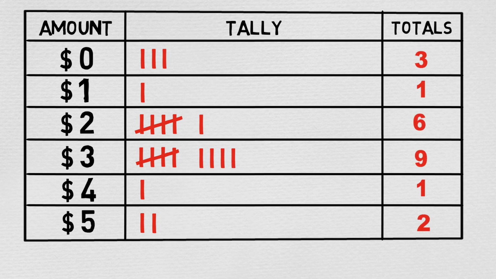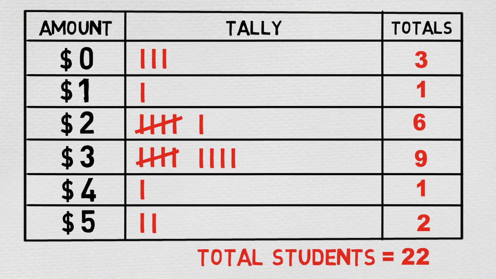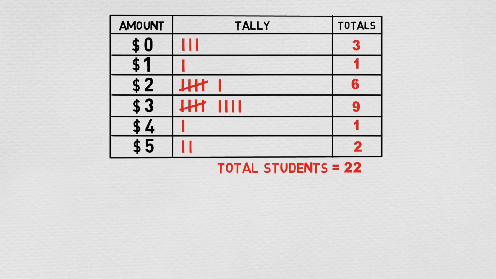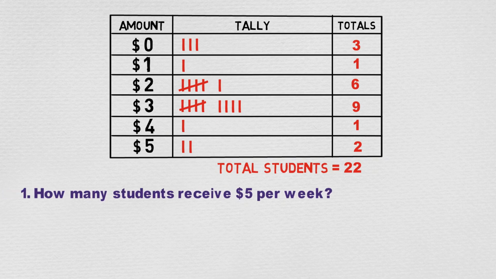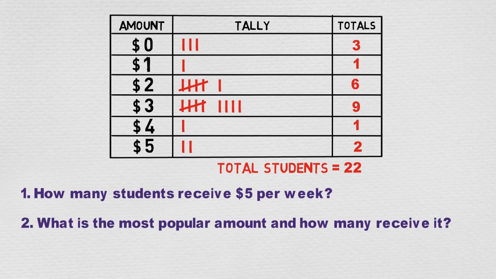By looking at the table, can you answer the following questions? Question 1. How many students in the class receive $5 pocket money each week? And question 2. What is the most popular amount of pocket money received in this class and how many students receive it? Pause the video and write down your answers.